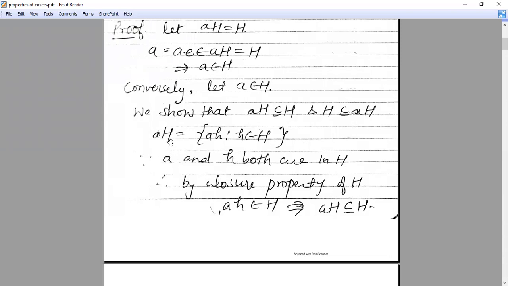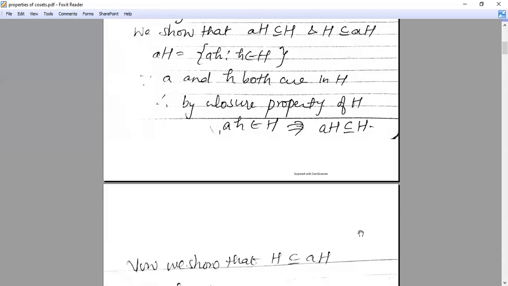This is the definition of AH. How do we write this left coset AH? It will be a set of elements of the type Ah such that h belongs to H. Now, since A and h both are in H, by the closure property we can say that A into h belongs to H. So we were taking an element Ah in AH, and we have shown that Ah belongs to H. That means AH is a subset of H. Every element of AH is in H.